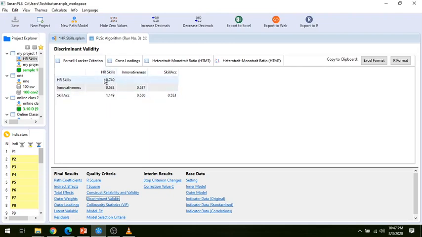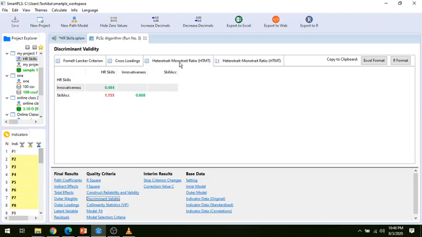So for skill acquisition, according to Fornell-Larcker criterion, the discriminant validity exists. It is okay. Innovativeness, again this value should be greater than horizontal and vertical value. And for skill acquisition, there are big issues. It is not fulfilling the criteria for discriminant validity.